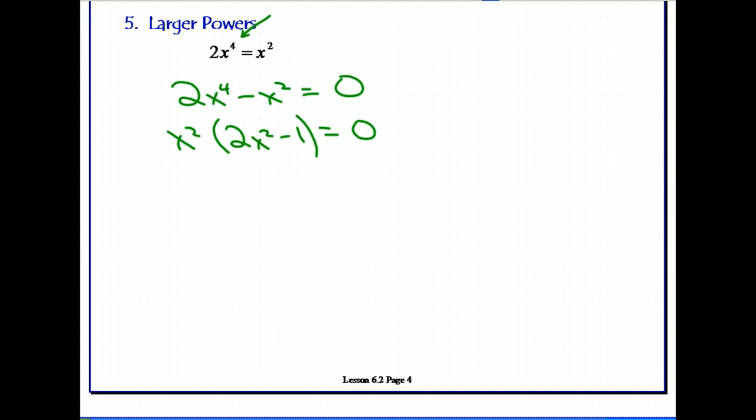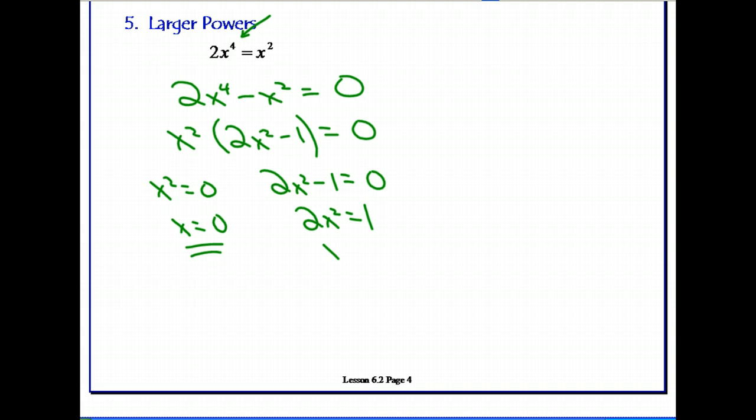And then basically I can set the first term equal to 0, or the second term equal to 0. Here, if I take the square root, I get plus or minus 0. No big deal. Here I'll go 2x squared equals 1. x squared equals 1/2. So x equals plus or minus the square root of 1/2.